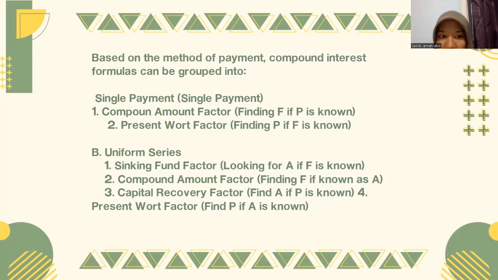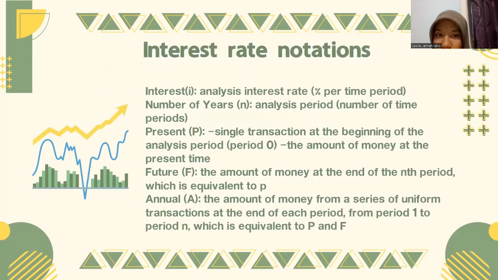The second method of payment is a uniform series. The first one is the sinking fund factor, where we look for A if F is known. The second is the compound amount factor, where we find F if A is known. The third is the capital recovery factor, where we find A if P is known. And the last is the present worth factor, where we find P if A is known.